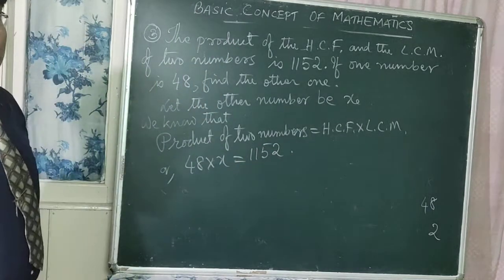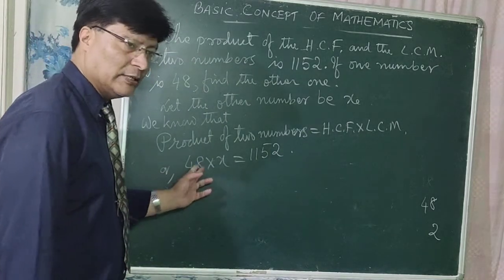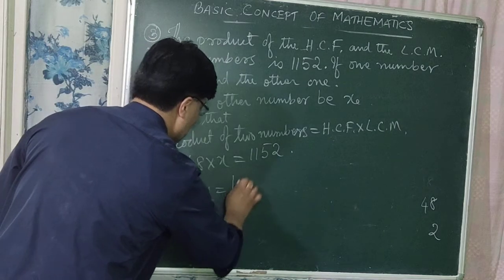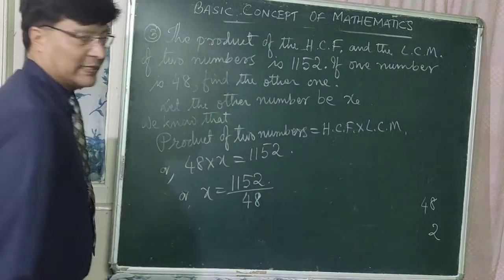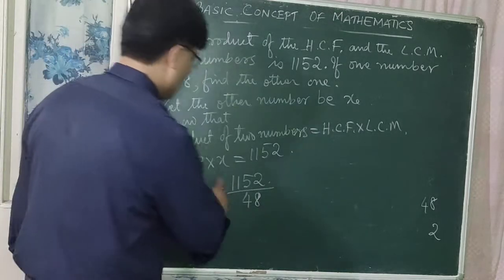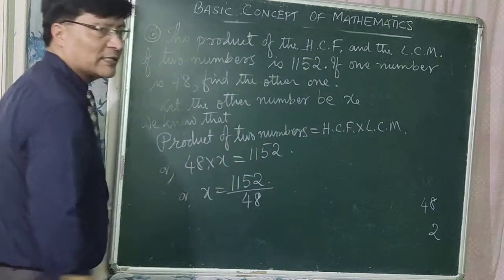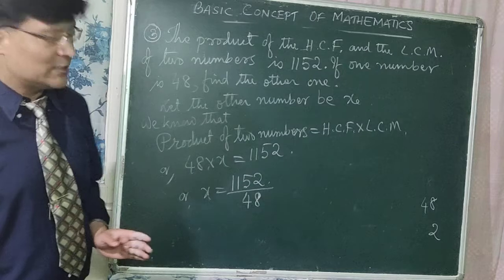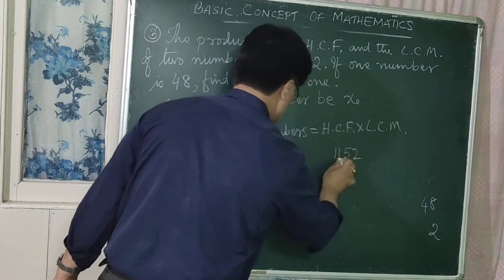So now you can solve it. You know how to solve it, isn't it? So 48, you take it to the right hand side, okay? Or x is equal to 1152 divided by 48. Now let us divide it, right? Since this is a multiplication sign, when this 48 goes to the right hand side, it goes to the denominator. So divide 1152 by 48.